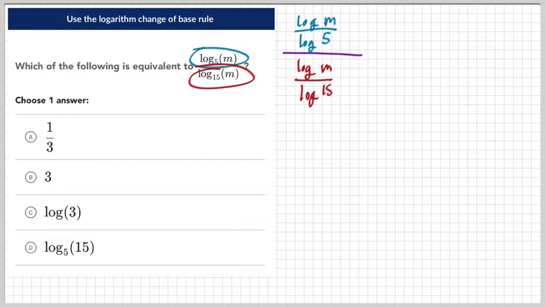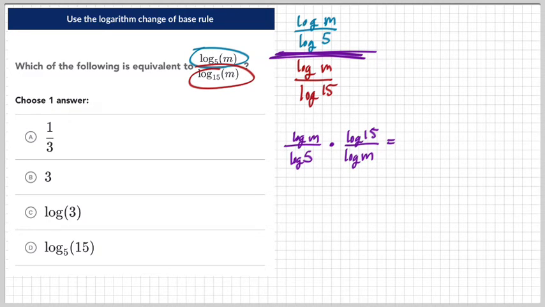Is everybody cool? Everybody with me? Yeah. Okay, so now we're dividing. When you divide, that's the same as multiplying by the reciprocal whenever you divide fractions. And so I'm going to write log of m divided by log of 5. That's the top one. Then I'm going to multiply. I'm changing the division to multiplication. And so I have log of 15, and on the bottom I get log of m.